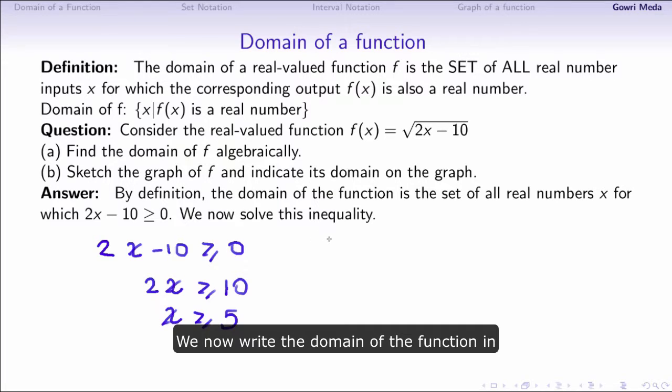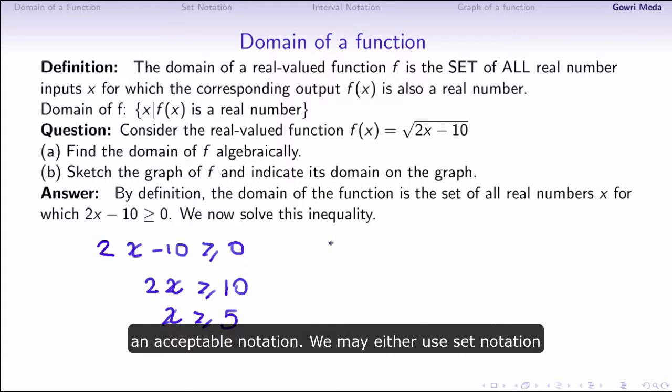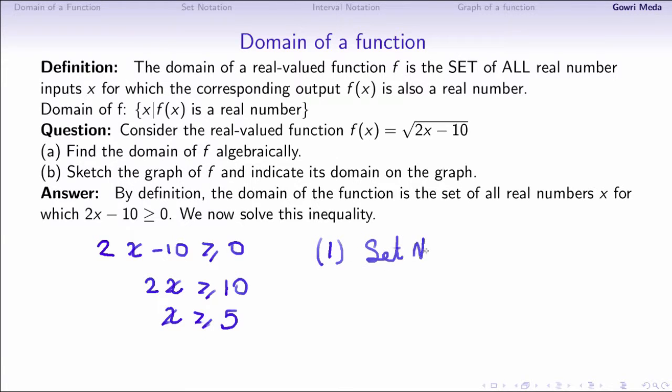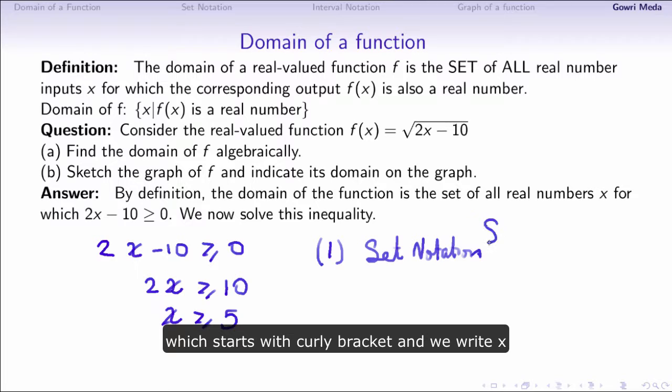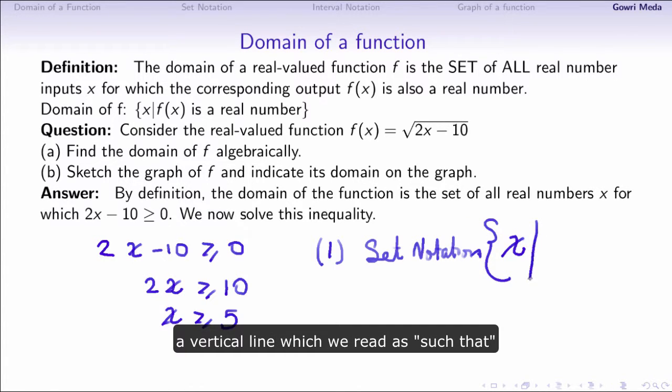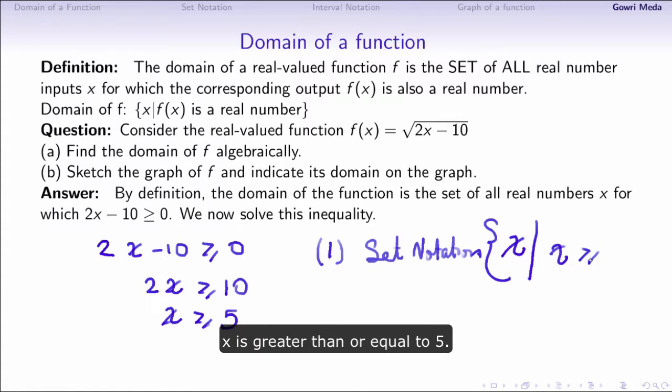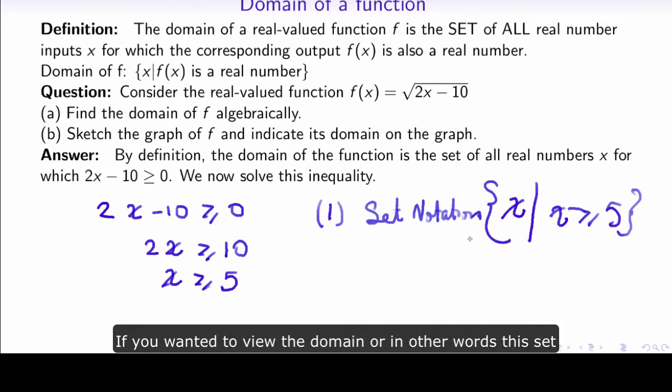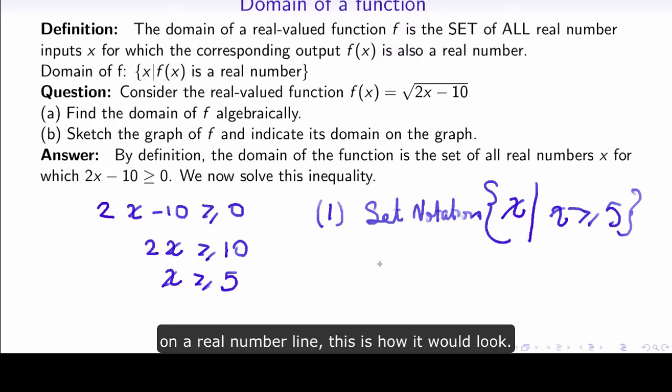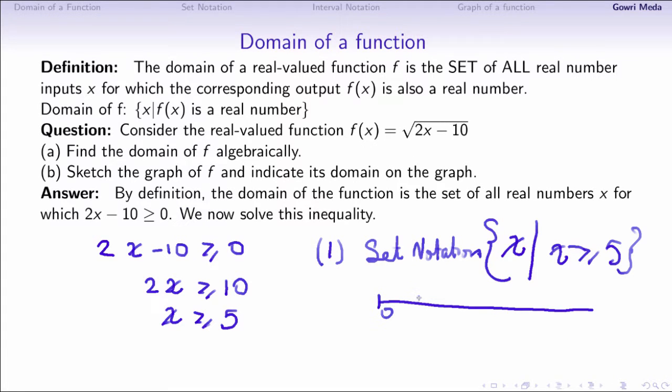We now write the domain of the function in an acceptable notation. We may either use set notation, which starts with a curly bracket, and we write x, a vertical line, which we read as such that, so the set of all x such that x is greater than or equal to 5. If you wanted to view the domain, or in other words, this set on a real number line, this is how it would look.